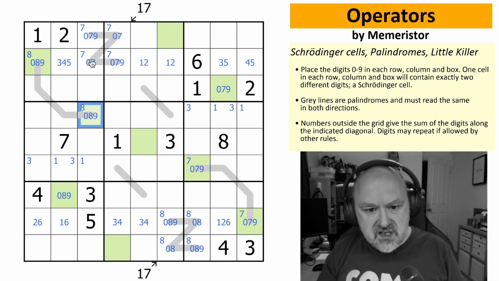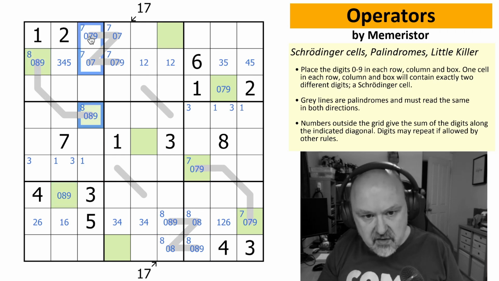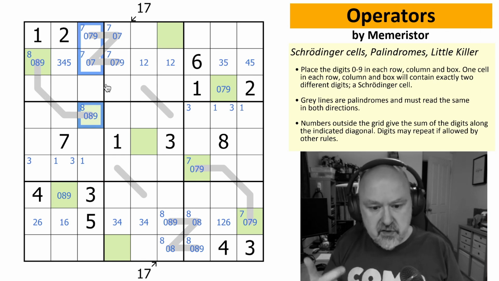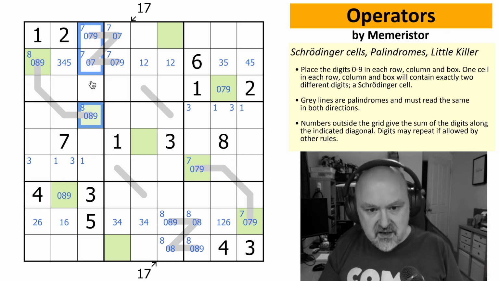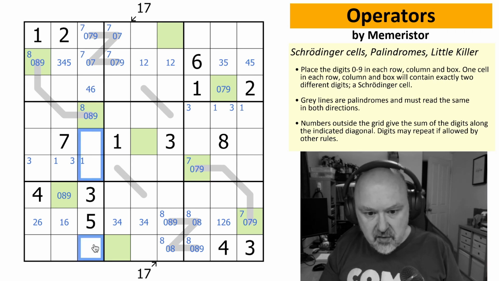So this is another one. So this must have an 8. So there is a 0, 7, 9 triple here. So missing is 1, 2, 4, and 6. And there's a 1, 2 in it. So this is a 4 or a 6. These are 1, 2, 4, and 6. I can't put a 1 there. I can't put a 4 there.